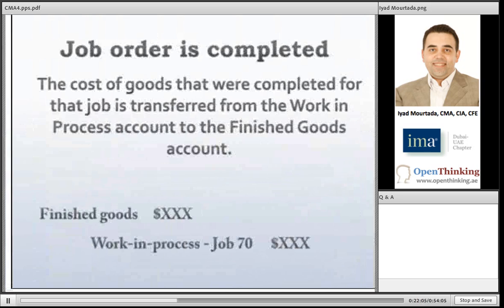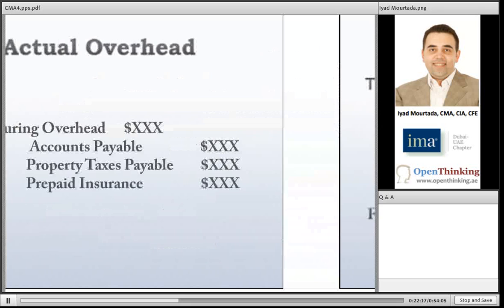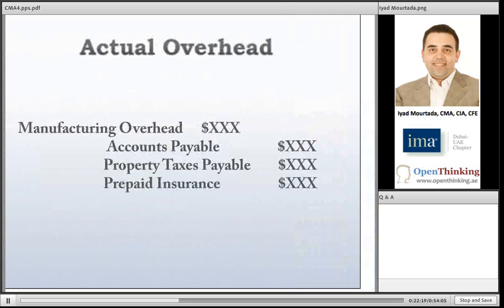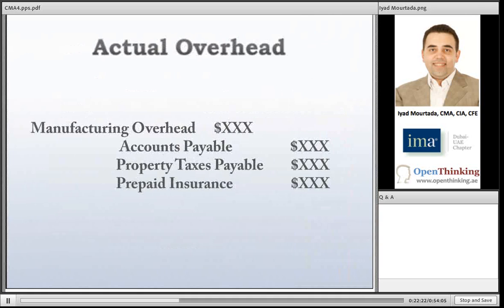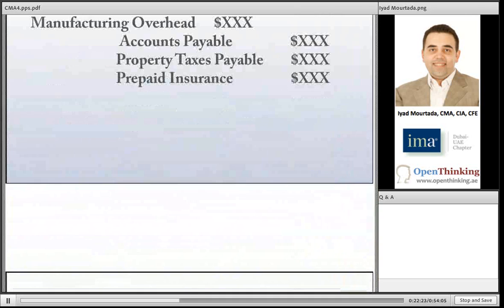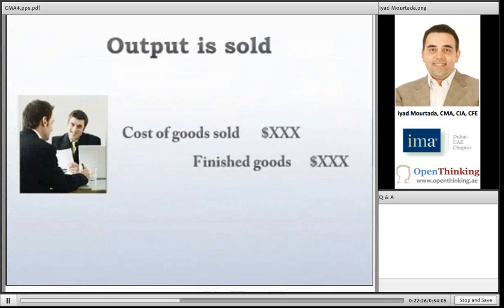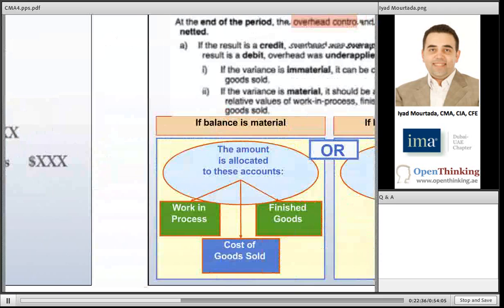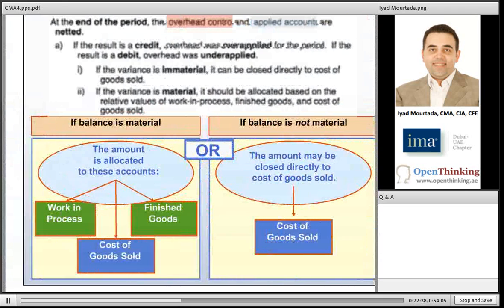And then, when the job is completed, what do we need to do? It's finished, no work in process anymore. They are finished goods, so we need to move them to finished goods. Those will be our finished goods that we then need to sell. And once we sell, we look at the cost of goods sold. When the output is sold, we debit cost of goods sold, and we credit what? Finished goods. So in that way, we don't have the goods anymore. We sold them.